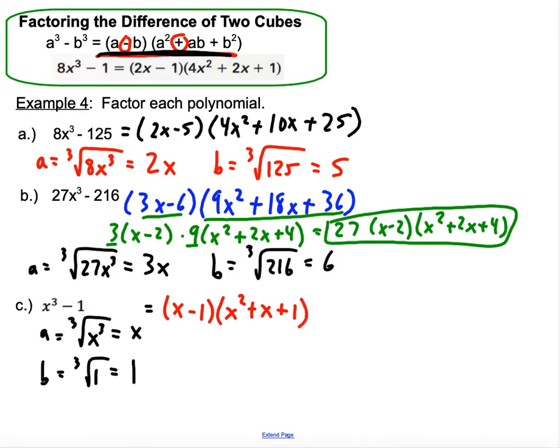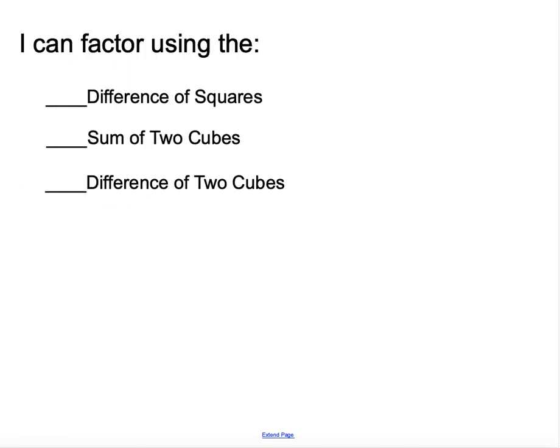And we can't go any farther than that. There's no GCF in either one of those cases. So I can factor using the difference of squares, the sum of two cubes, and the difference of two cubes.